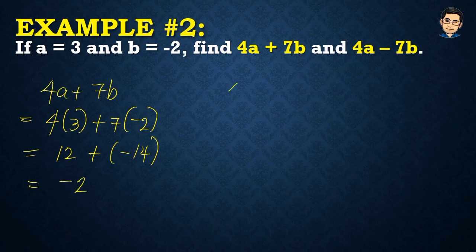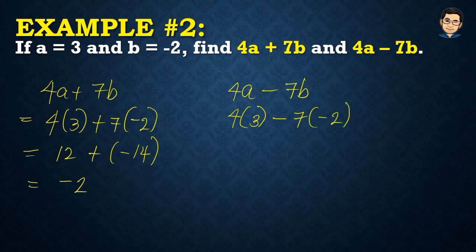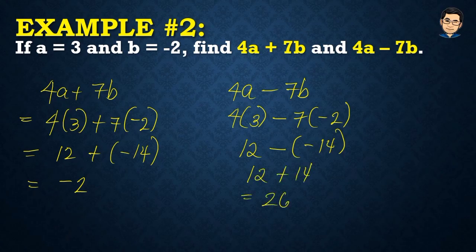Next, 4a minus 7b. So, 4 times the value of a, again, 3, minus 7b. So, b, that is negative 2. 4 times 3, that is 12. Minus 7 times negative 2, that is negative 14. And then we change the sign of the subtrahend. That will become 12 plus 14. So our final answer is 26.